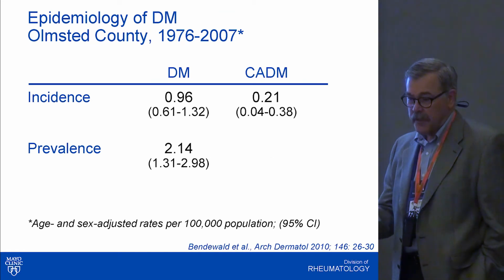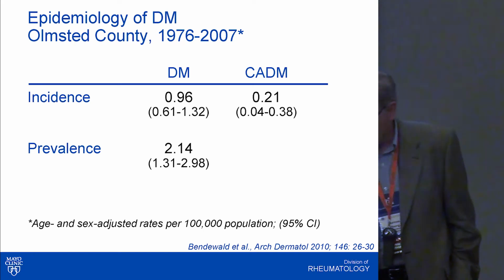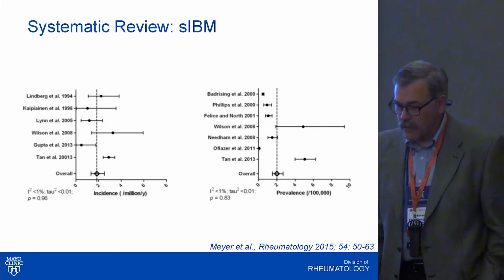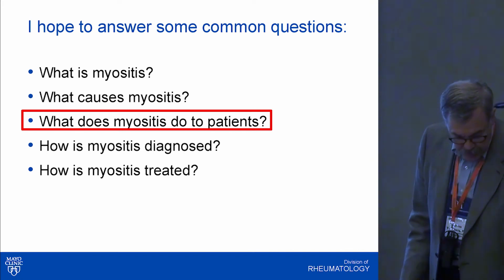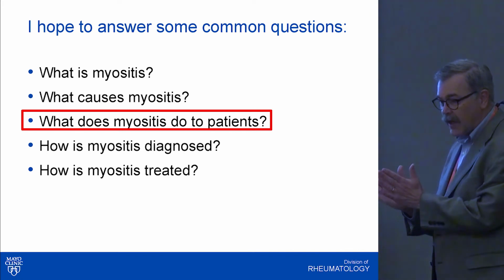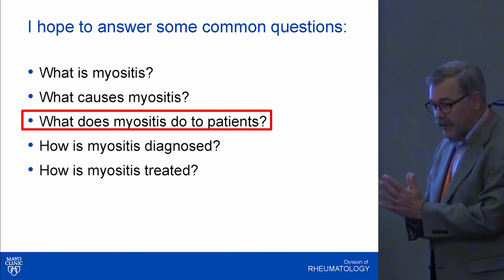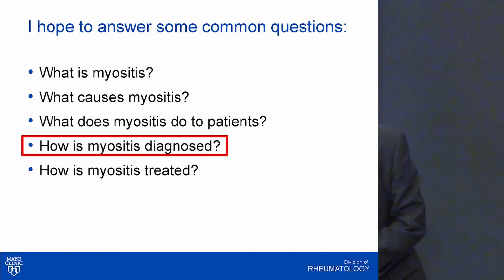Our colleagues in dermatology did the same thing and came up with an estimate of dermatomyositis of about 10 per million for new cases, and for clinically amyopathic dermatomyositis, about 2 per million. And some other studies show it too. So what does myositis do? This was longish, probably too long. It can do a lot of things depending on the disease, depending on the patient, and that leads into how is it diagnosed?